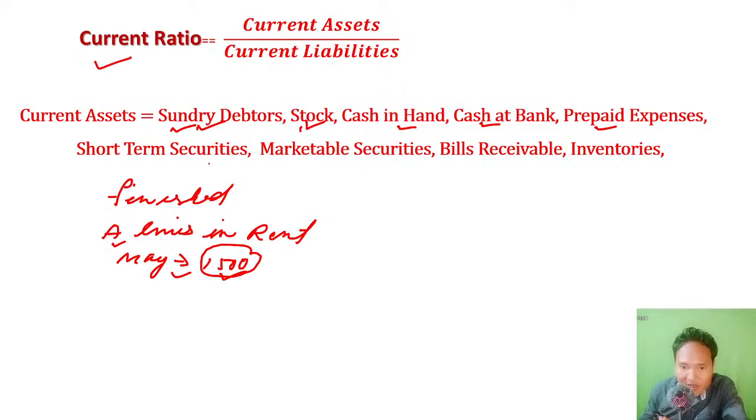Now short-term securities means securities invested for a very short period of time, maybe 3 months, maybe 6 months, or maybe 1 year. Marketable securities. After that we have bills receivable. Bills receivable means the amount of money that is supposed to be received within 1 year by the companies, by the entities, or by any organization. And at last we have inventories. Now what do we mean by inventories? Inventory means work in progress.